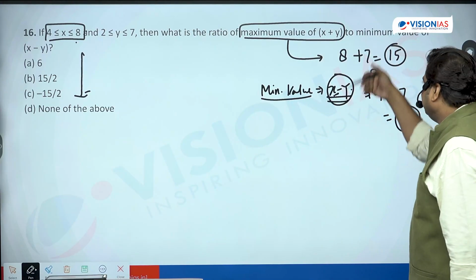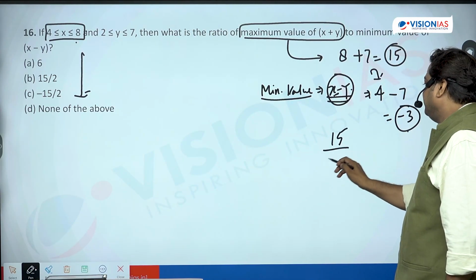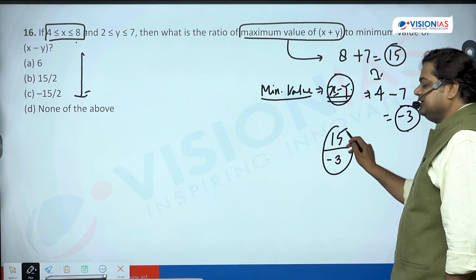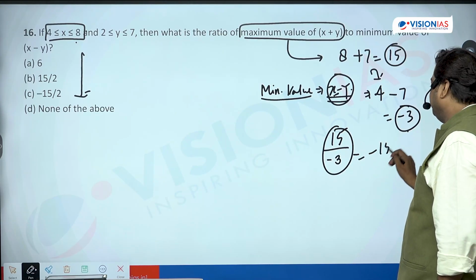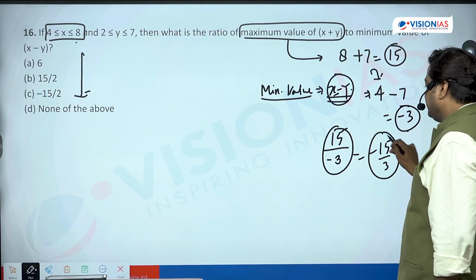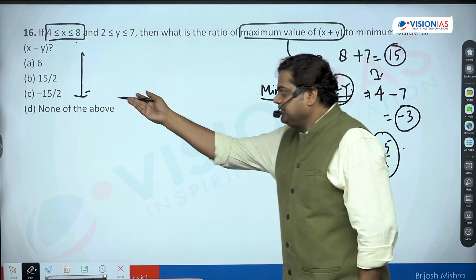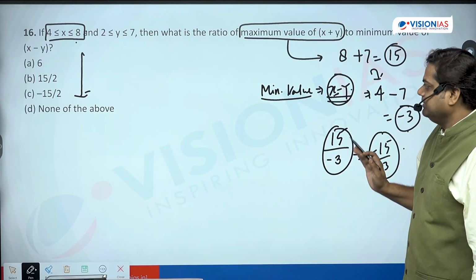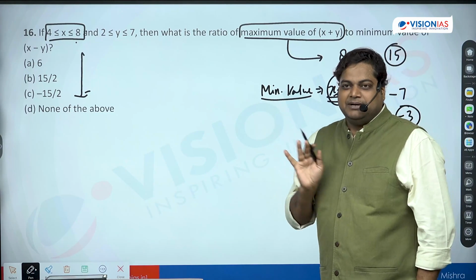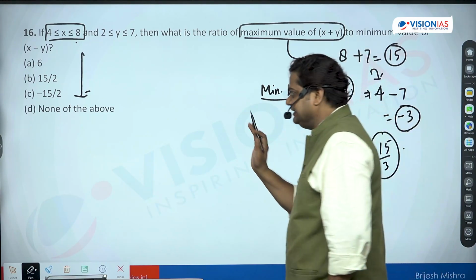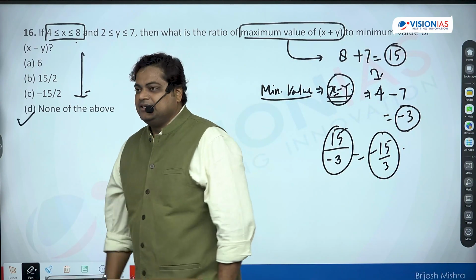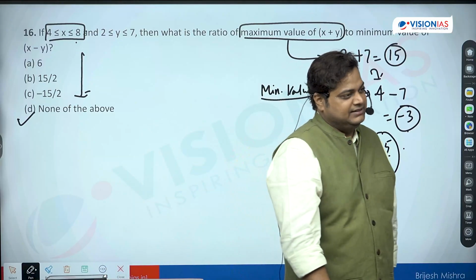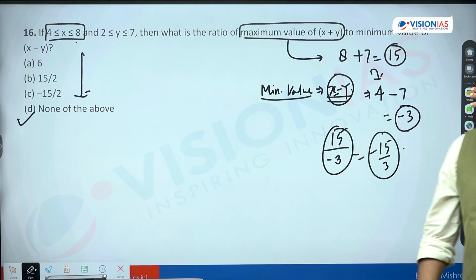So what is the ratio of it? 15 divided by minus 3, or minus 15 by 3. After calculating this, if we check the options, we can see minus 15 by 2 is given. Something wrong I have done. I think this is the answer, C, minus 15 by 2. But if none of the above is also there, then the option is D. Correct?